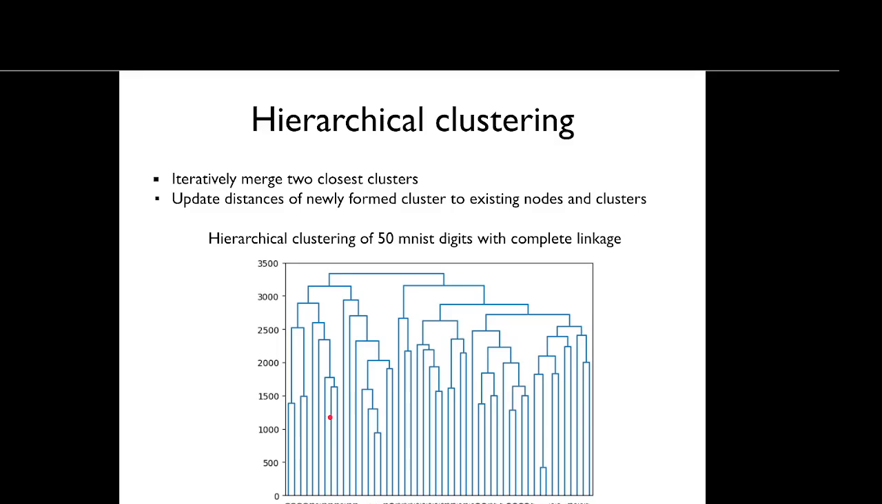Okay, so let's turn to the second technique out of the clustering techniques that compete with the dimension reduction, and that is hierarchical clustering. In hierarchical clustering, we iteratively merge the 2 closest clusters, and we update the distances of the newly formed clusters to existing nodes and clusters. So here you see a depiction of 50 of the MNIST digits, using a technique of complete linkage, and in a minute you will see what that means.